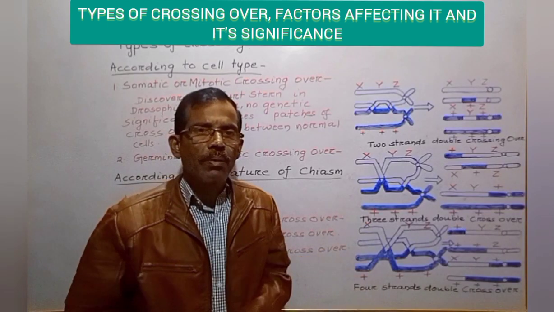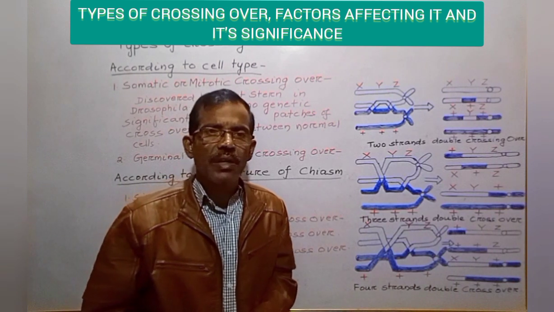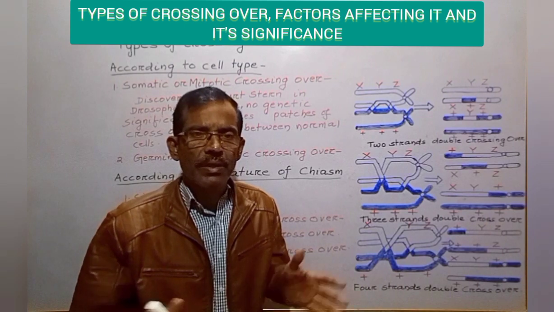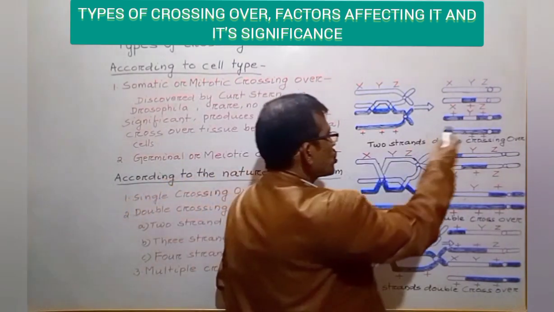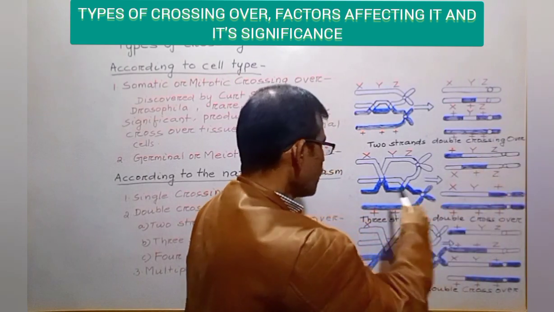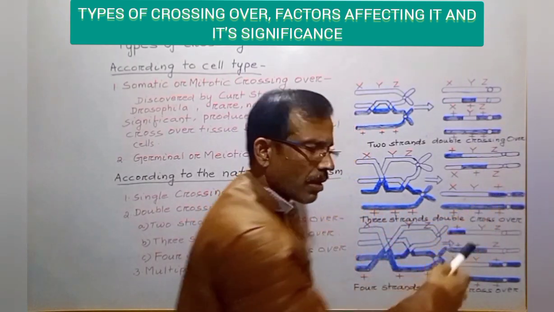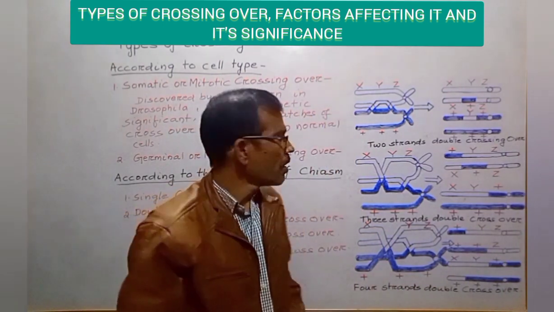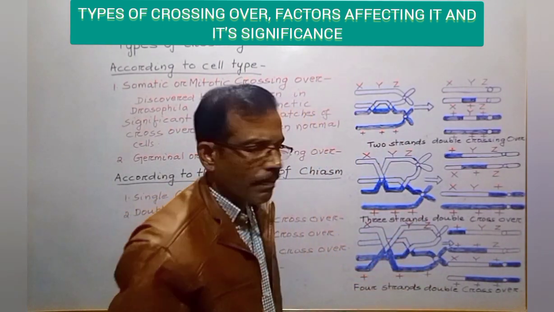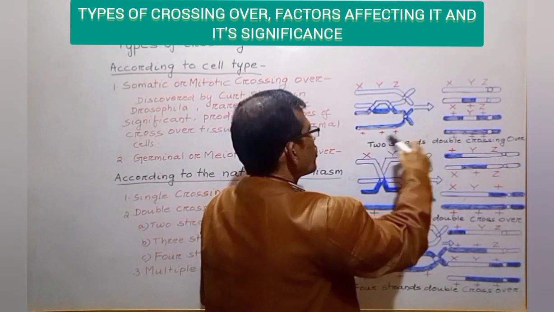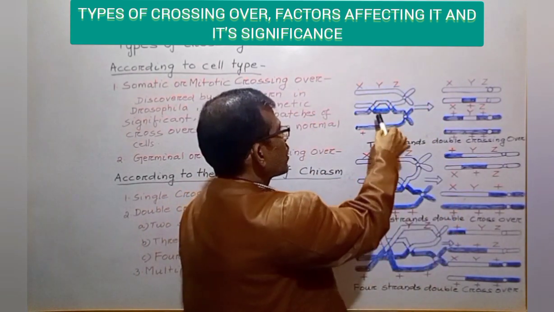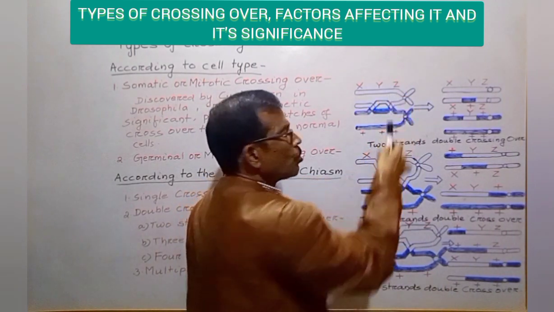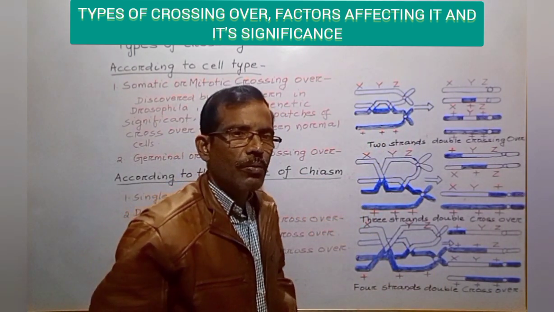Based on the number of chromatids involved in genetic exchange, double crossing over can be divided into different types such as 2 strands double crossing over, 3 strands double crossing over and 4 strands double crossing over. Now let us distinguish between them. This is a pair of homologous chromosomes. These are the chromatids and these are a few genes which are present along the chromosome.